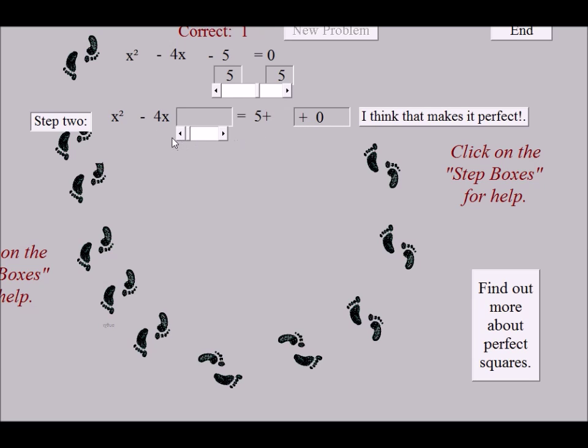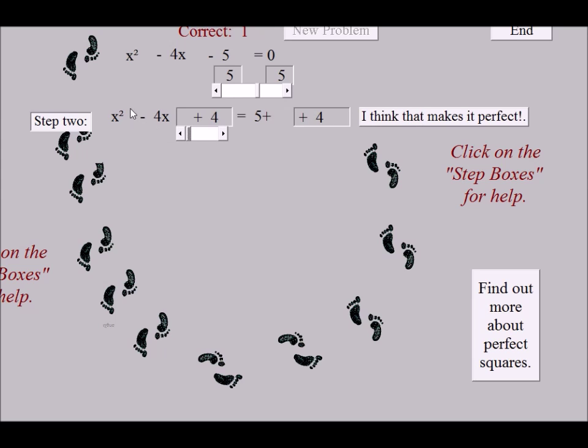Now we need to see what would make this perfect. Remember the formula. Look at the number that's in front of the x. Divide it by 2. Now we're at 2. Square that. These two need a 4 to be perfect. So I think that makes it perfect.